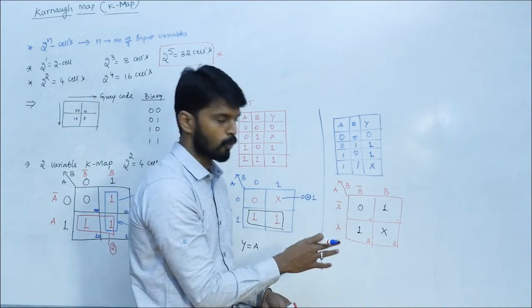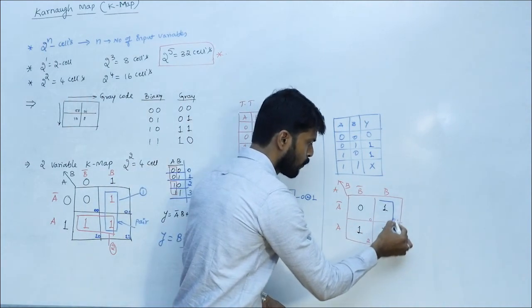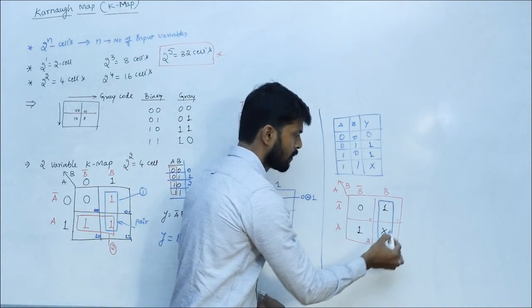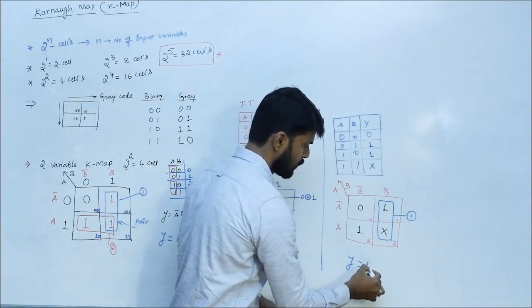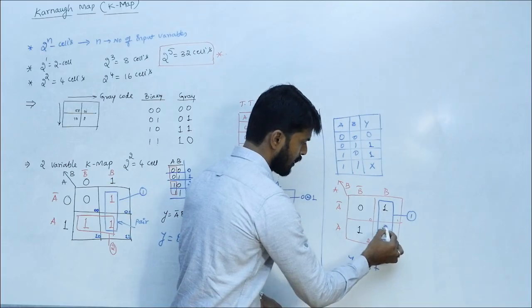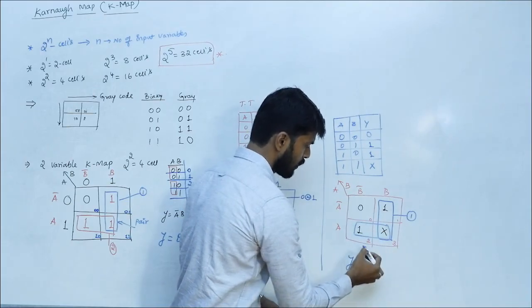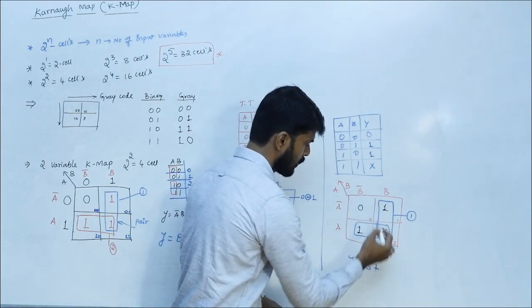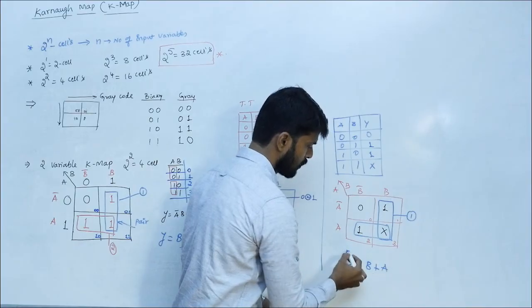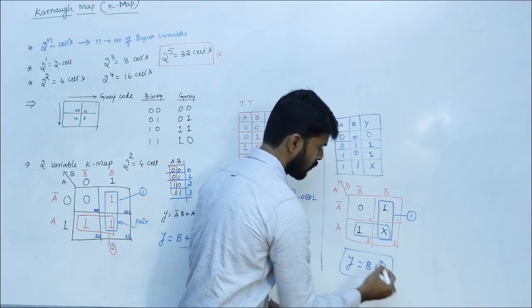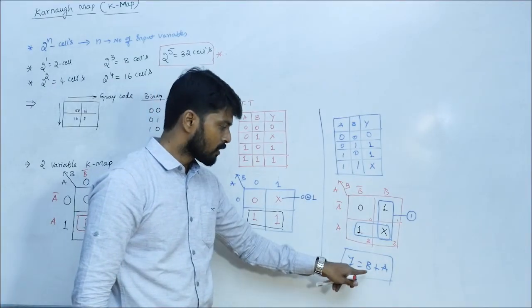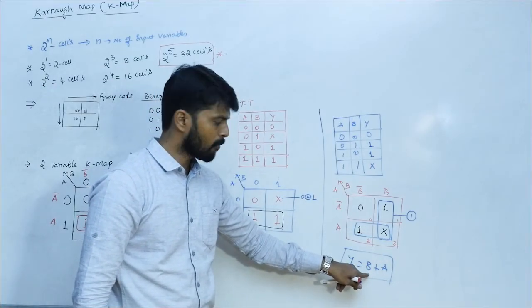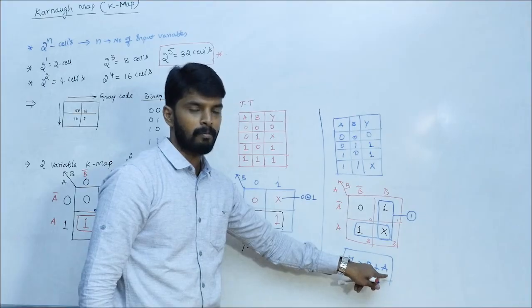Why I am showing you this is so that, if you get a don't care, you know how to group using it. So now I am grouping this. This is my first group, and I am getting Y equals B plus, and this one I am grouping, then B bar and B get cancelled, and I am getting only A. So this is how I got the final equation. If I had not considered this don't care, instead of one variable I would get two variables here, and again instead of one variable I would get two variables.